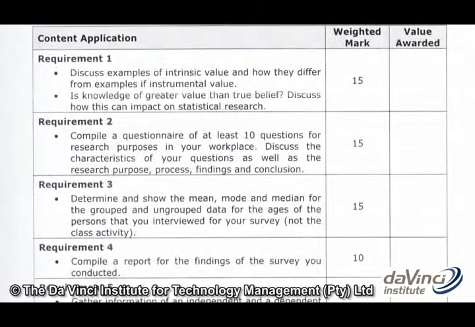So look at the next section. It talks about, is knowledge of greater value than true belief? Once again, look at your action verb. Discuss how this can impact on statistical research. So is knowledge of greater value than true belief? So when can we say that we actually know something?